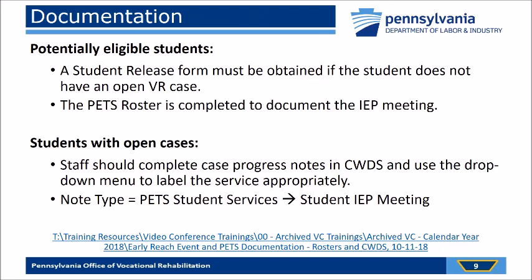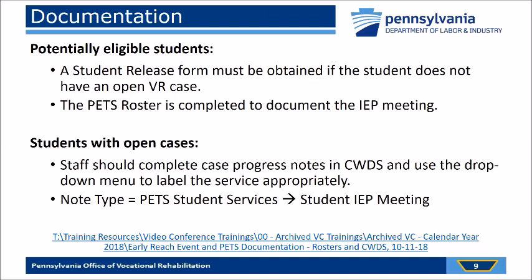However, if we do use the school's release form, before a student can then participate in a required PETS, we are going to need to get our release form, that 244 form, signed. So that's just when we're dealing with potentially eligible students.